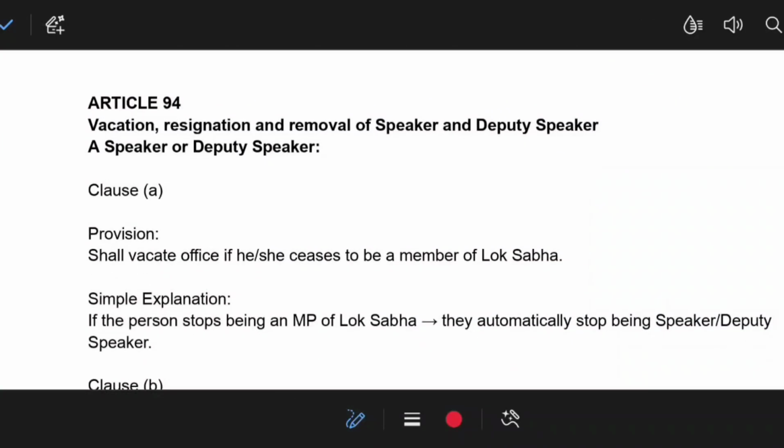Article 94. What happens if due to some reason there is a vacation in the office, or resignation, or even removal of a Speaker and Deputy Speaker? Then what will happen? So if a Speaker or Deputy Speaker's office becomes vacant, or they simply resign, or their removal is under consideration, then who will preside, who will maintain the transaction of the business of the Lok Sabha? So when removal is under consideration, both Speaker and Deputy Speaker shall vacate office, but there is one condition also. As you all know, both Speaker and Deputy Speaker should be members of Lok Sabha.